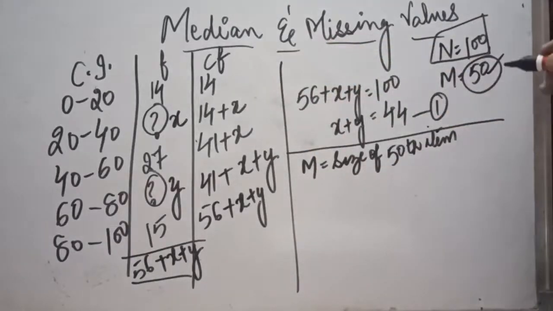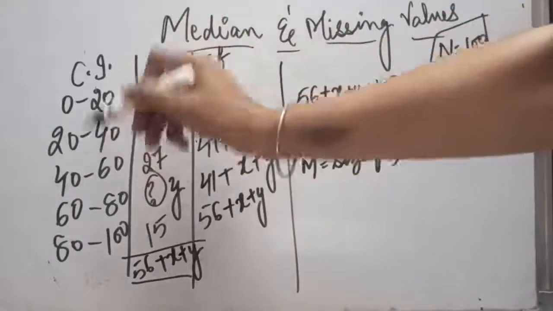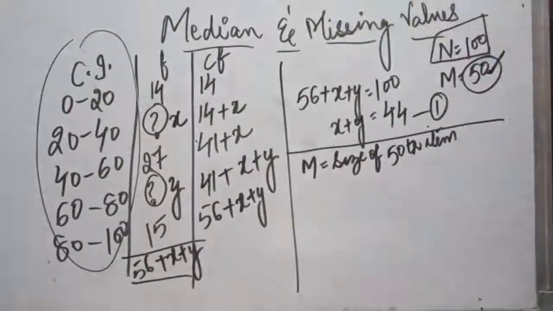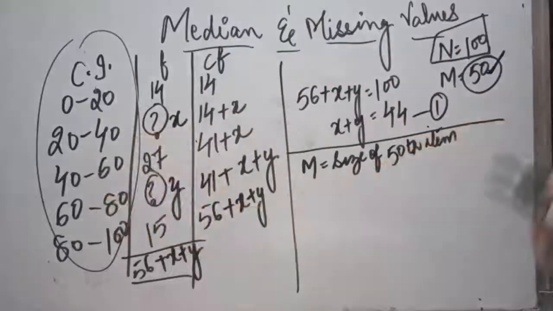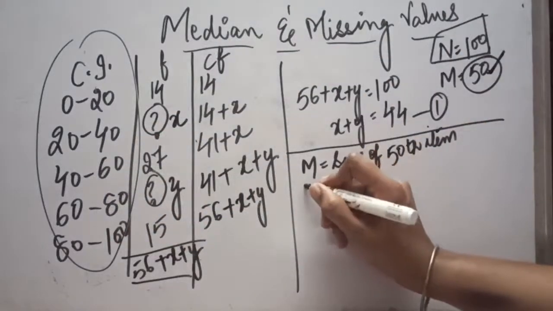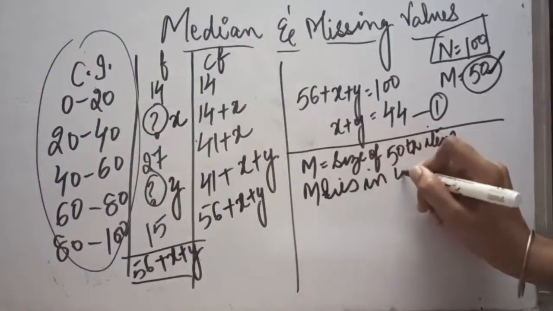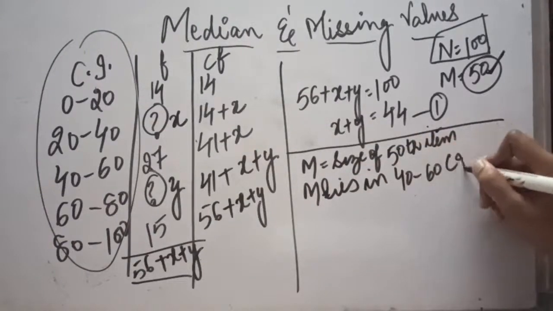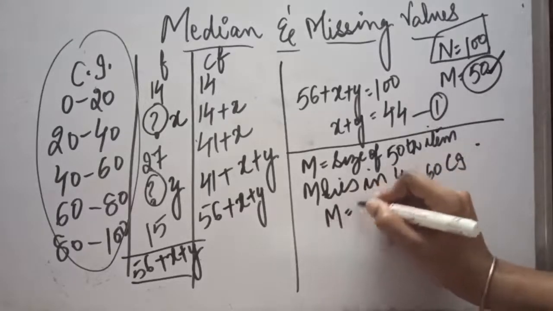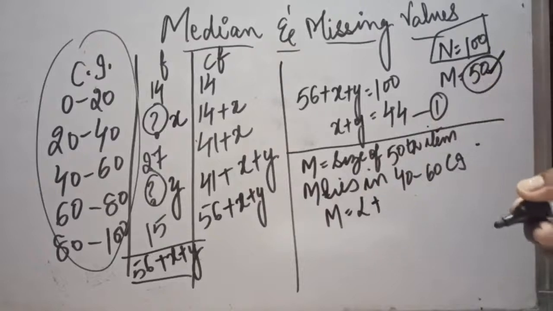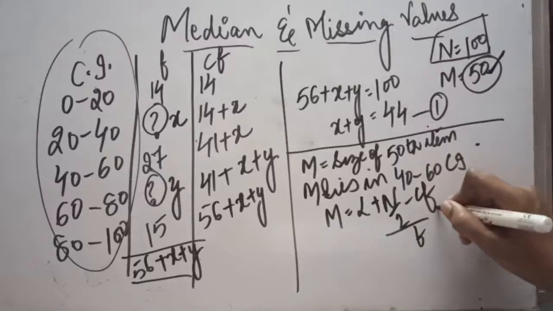So in such questions, where median has already been given, if median is 50, we can make out where the median will lie from these class intervals. So we can say that median will be lying in the 40 to 60 class interval. If median lies in the 40 to 60 class interval, we will apply our formula: median is equal to lower limit plus n by 2 minus CF, divided by f, into i.